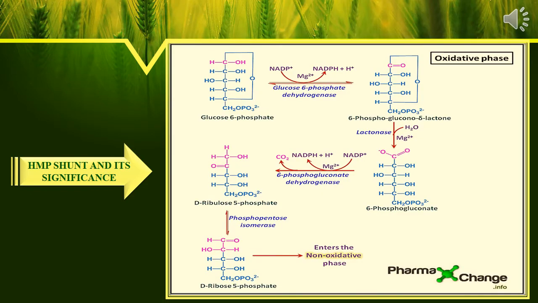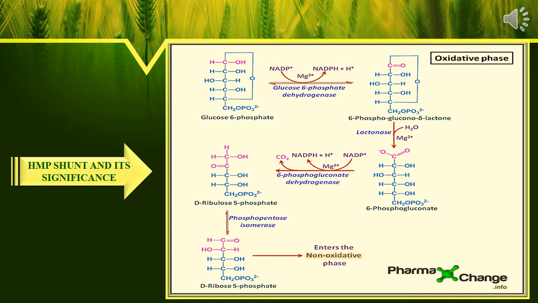Let's see the oxidative phase of the HMP shunt pathway. We know that it has two phases, oxidative and non-oxidative. In the oxidative phase, glucose 6-phosphate is converted to ribose 5-phosphate, where the 6-carbon moiety is converted to a 5-carbon moiety. It involves two stages where NADPH formation occurs from the oxidative enzymes. What are the two enzymes involved in the release of NADPH? Glucose 6-phosphate dehydrogenase and 6-phosphogluconate dehydrogenase.